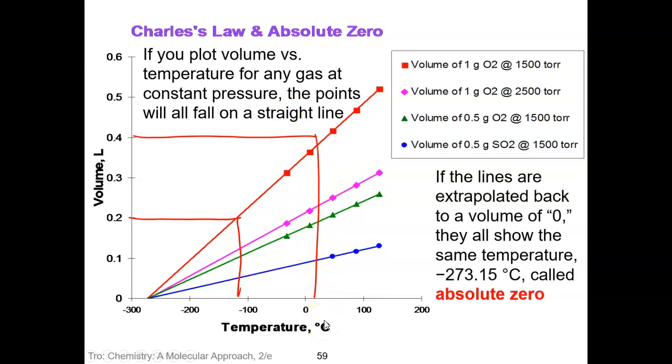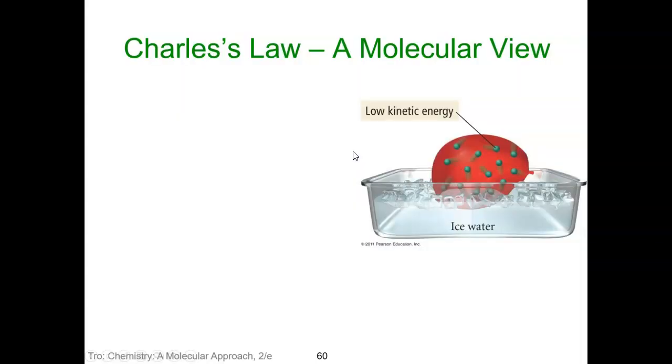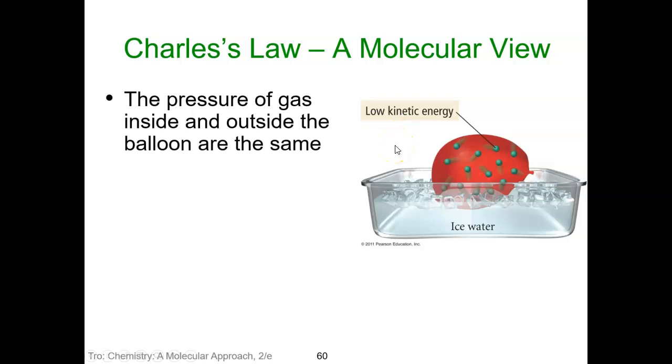And technically, if we could extrapolate all these, it should go to about negative 273, which is what we call absolute zero. Never quite happens, but it gets close. Charles' law, again, if we look at a molecular view, the pressure of the gas inside and out at atmospheric temperature, same temperature, is the same.